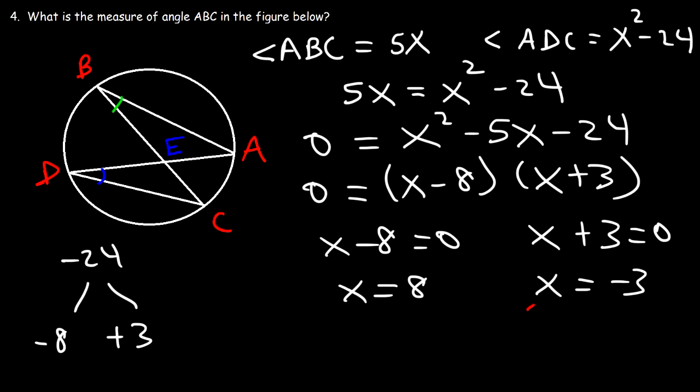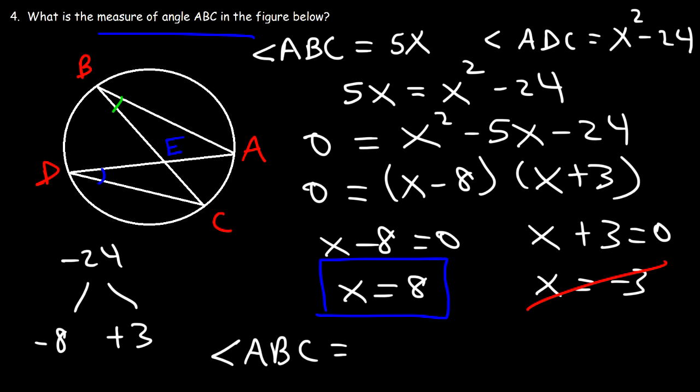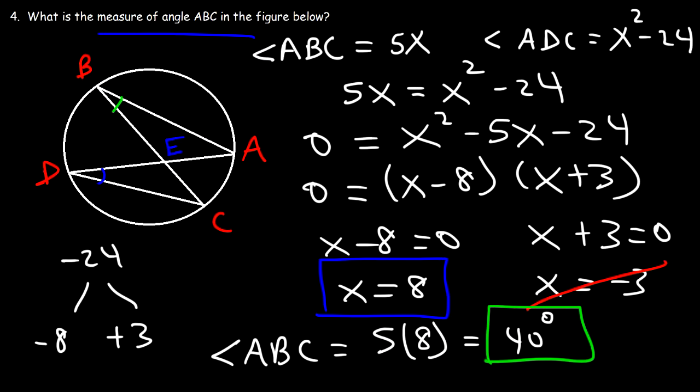Now we can't use this answer because ABC will have a negative angle. And so that's not going to work. So we're going to use this value. So let's calculate the measure of angle ABC. It's 5x. So it's going to be 5 times 8, which is 40 degrees. And so that's the answer for this problem.